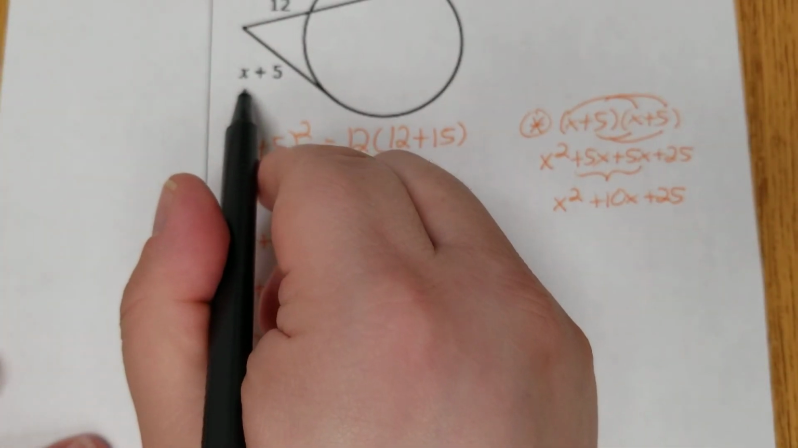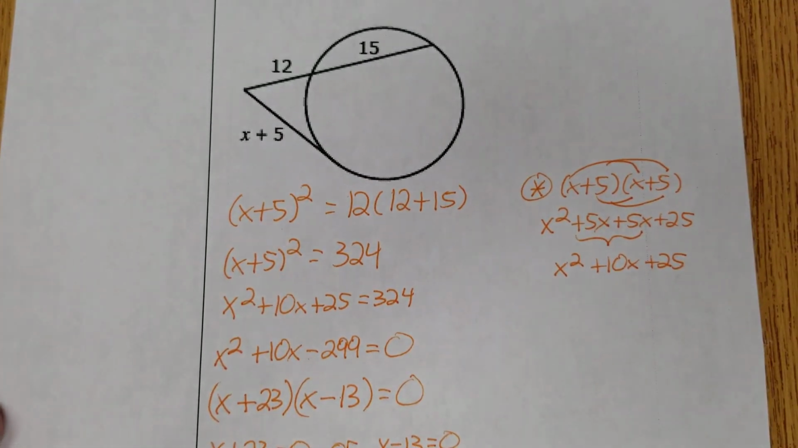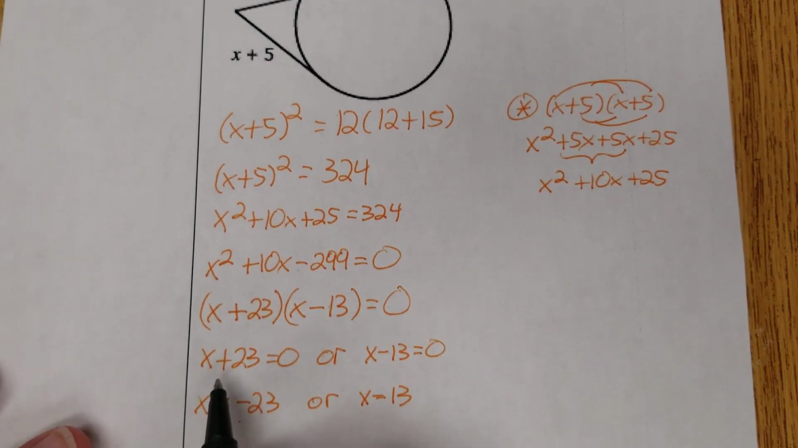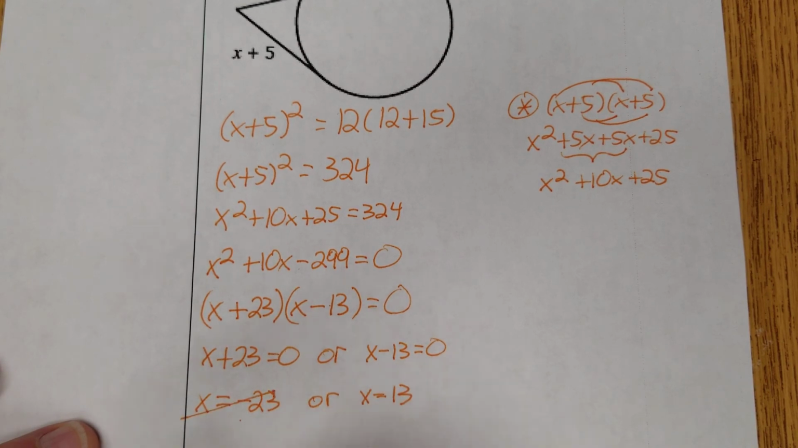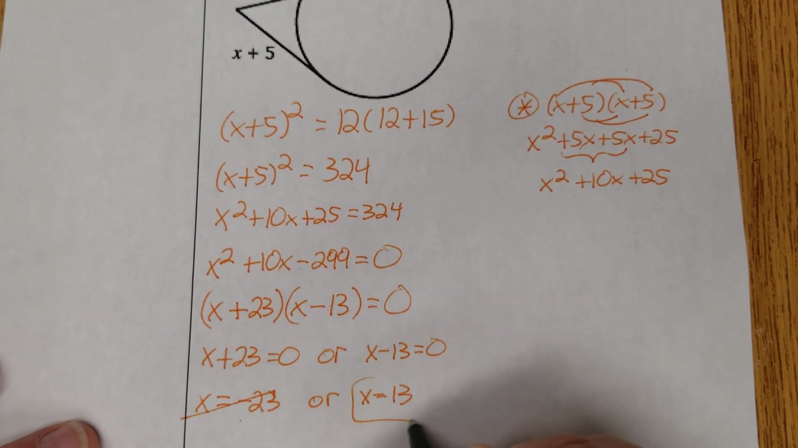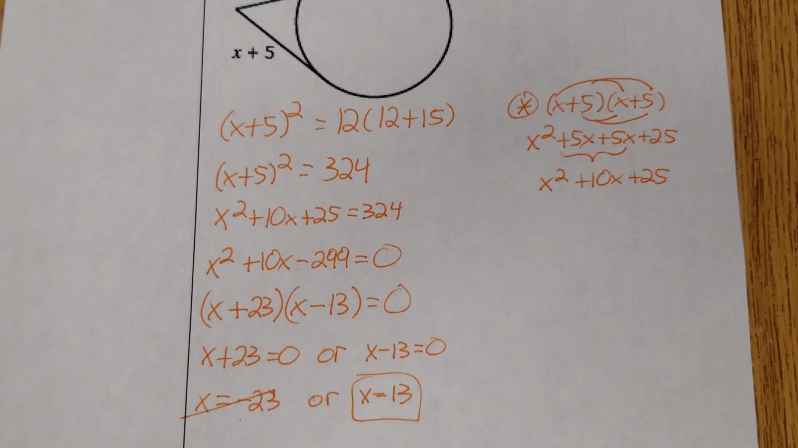Since we are dealing with a value and a length, plugging in negative 23 wouldn't work. If I plugged in negative 23, my length would be negative, so that answer cannot be possible. x equals 13 is the only one that I want.